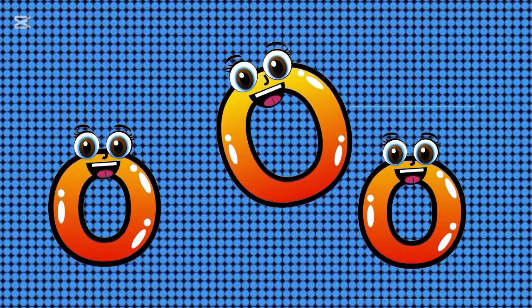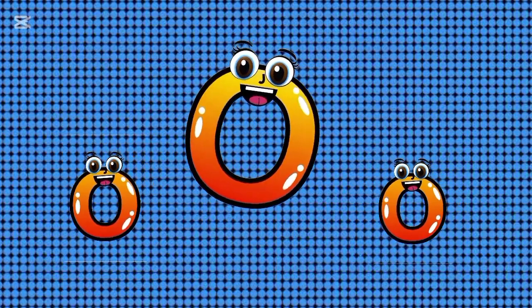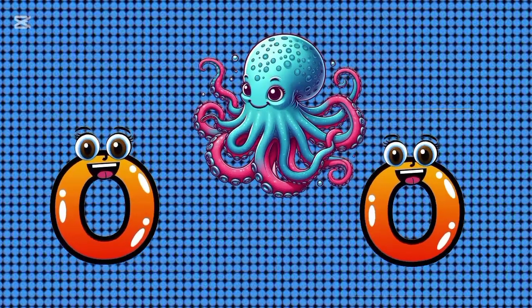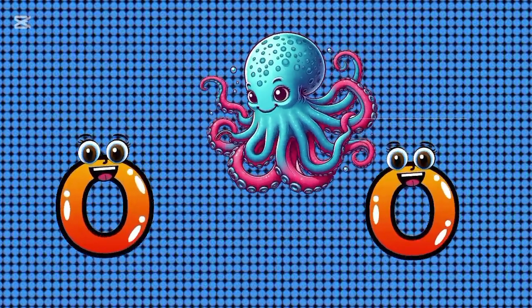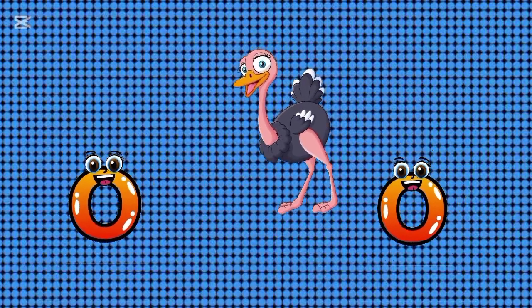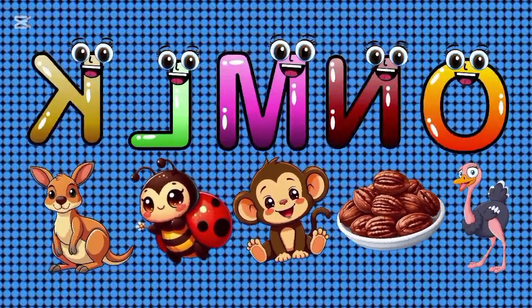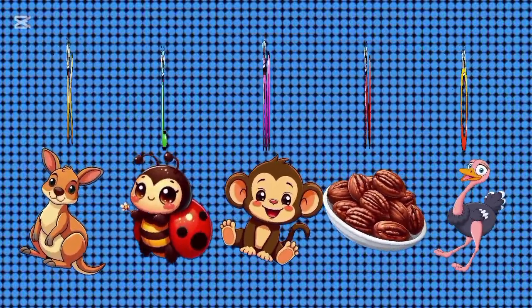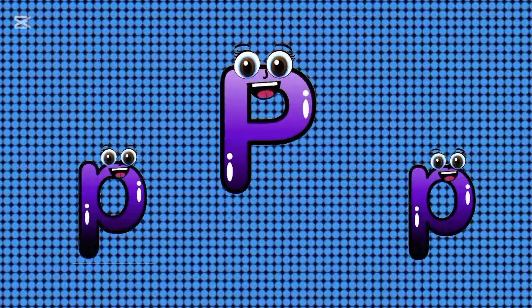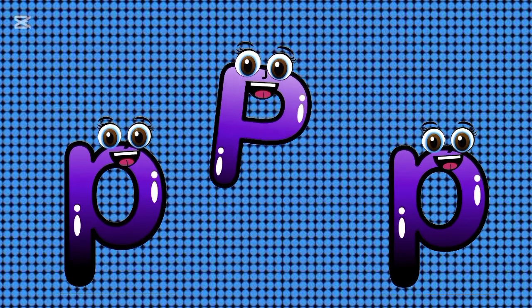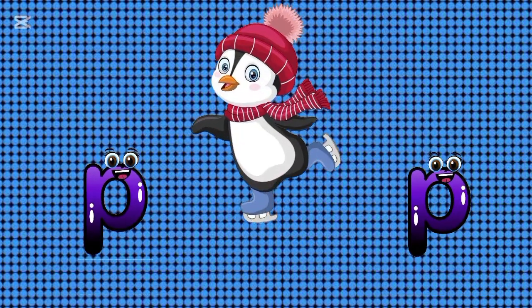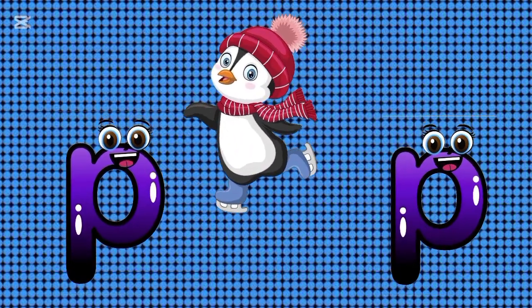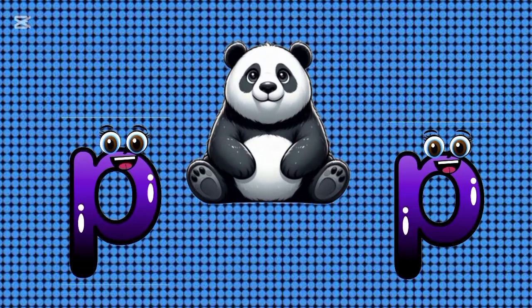O. This is the letter O. O is for octopus. O is for ostrich. See it, say it, sing it, the letters of the alphabet. P. This is the letter P. P is for penguin. P is for panda.